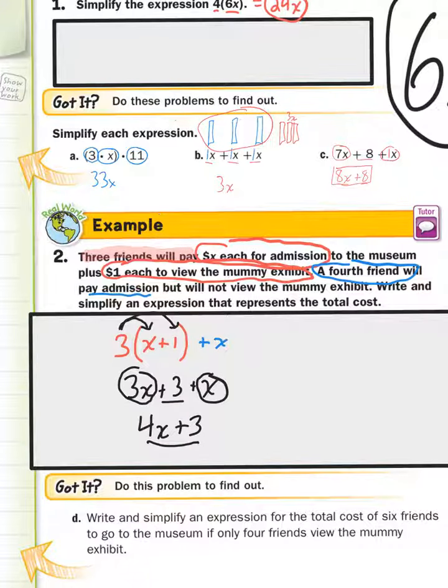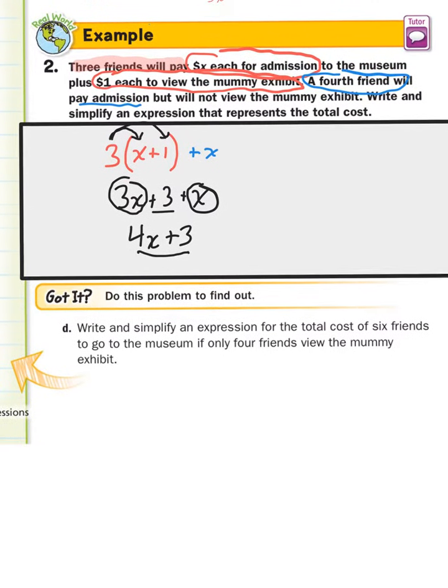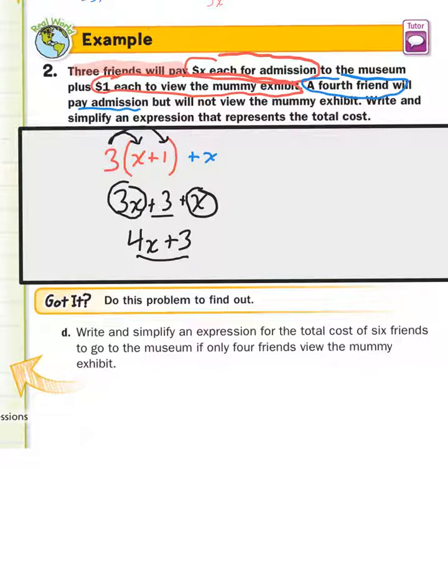All right, now here's what you're going to do. You are going to try D on your own. We'll read it together and get it set up, but then I want you to pause the video and give it a shot. Ready? In D, it says, write and simplify an expression for the total cost of 6 friends to go to the museum. So let me highlight that. 6 friends are going to the museum if only 4 friends view the mummy exhibit. Now remember, it cost X dollars to get into the museum and $1 to view the mummy exhibit. So give it your best shot, pause the video, and when you're done, restart it. Go.